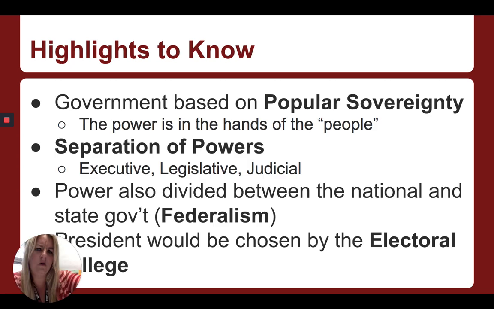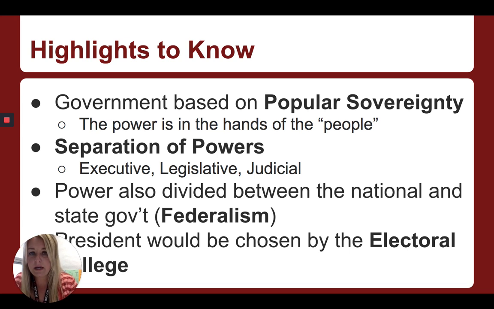So, highlights to know about the Constitution. First of all, it's a government based on the idea of popular sovereignty. Popular sovereignty is basically the popular vote. It's based on the idea that people have a say through voting in how their government works. It's also based on separation of powers, taking the 3 major powerful parts of a government: the leadership, the executive branch; the legislative, the lawmaking piece; and the judicial, the courts, the piece making sure people are following the laws, and separating that power out.